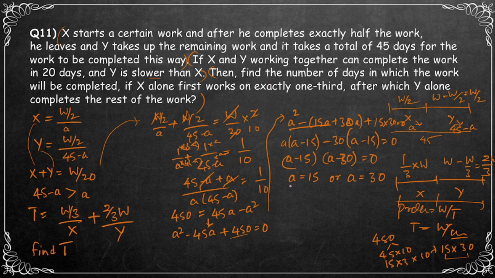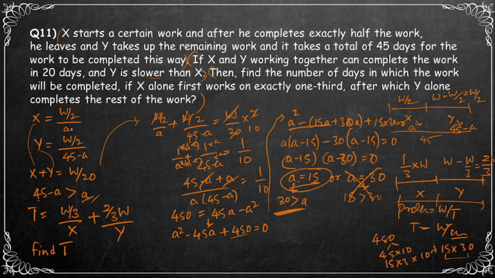So how do we decide whether a is 15 or a is equal to 30? We have this condition. So if we put a is equal to 15, we have 45 minus 15, which is 30, is greater than a. This is true. So if we try for 30, a is equal to 30, 45 minus 30, which is 15, is greater than 30, which is false. So a is equal to 30 is not the answer. a is equal to 15 is the answer.